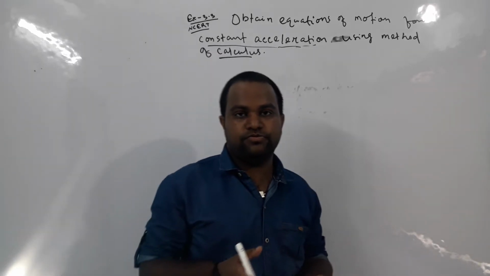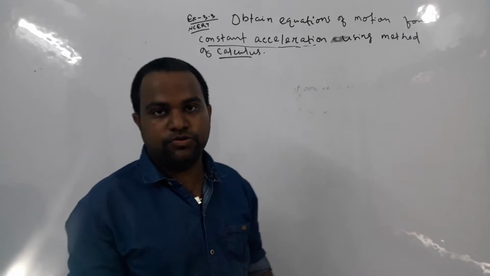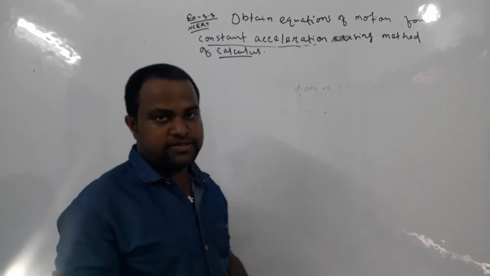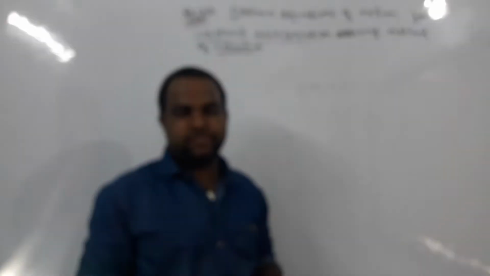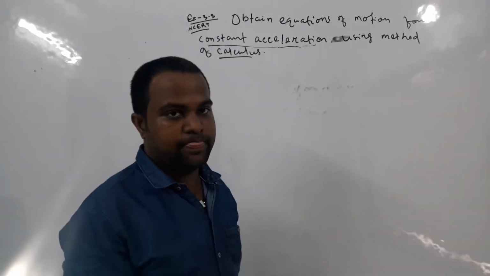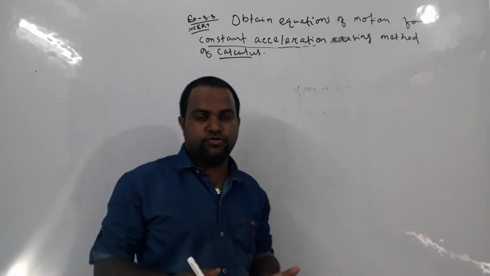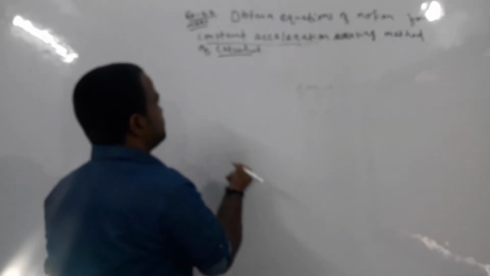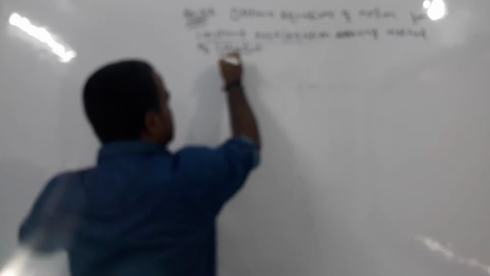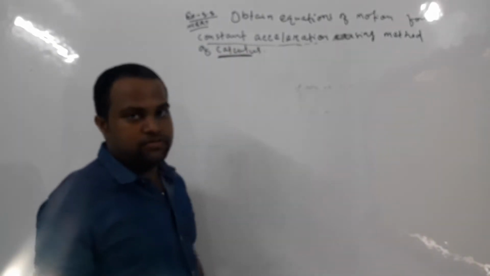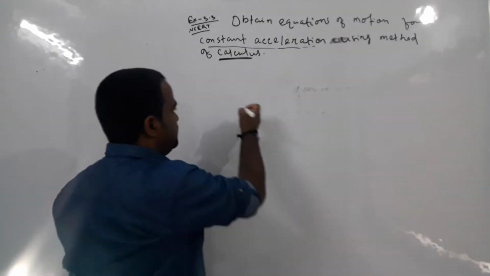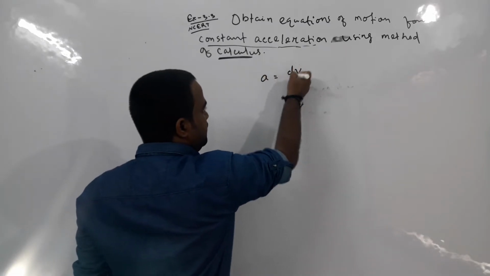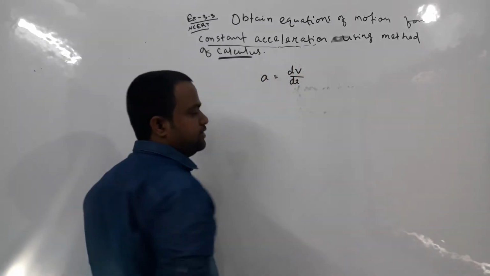You know that the equations of motion are v is equal to u plus at, v square minus u square is equal to 2as, and s is equal to ut plus half at square. All these three equations of motion we will be deriving in a few minutes. So as we will be using the method of calculus, we know that acceleration is dv upon dt.